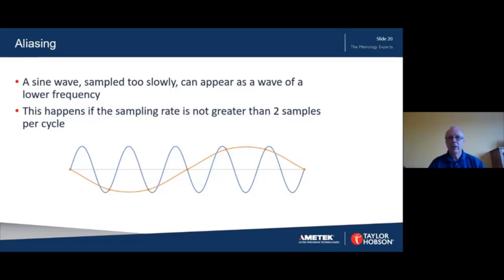This is what we can see in this graphic here, which shows a sine wave in blue that is fast and has been sampled more slowly than required. And you can see the data points that are sampled on there. And when we draw a sine wave through those points, we get the orange sine wave, which is at a much lower frequency. This is aliasing.